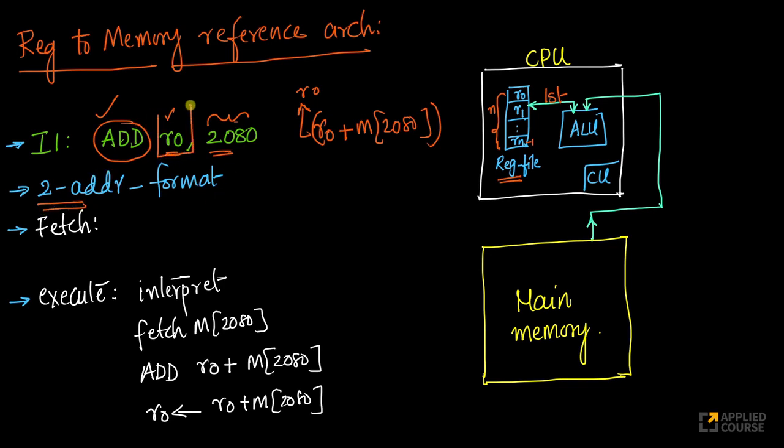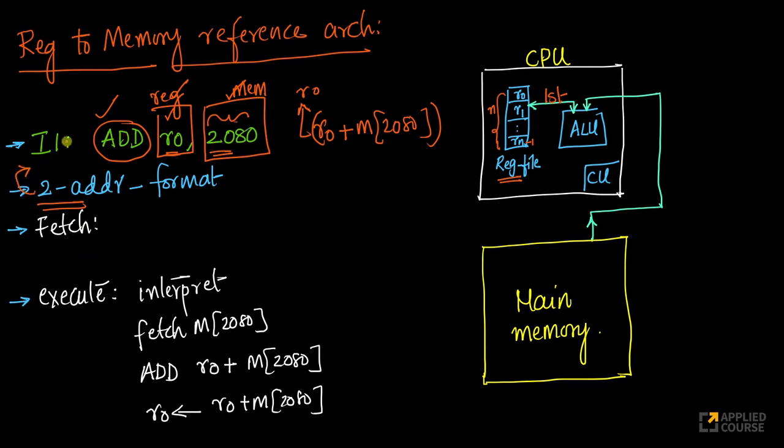Because I have two addresses. The first address is the address of a register. The second address is the address of a memory location. So in this case, I have addresses of both the operands, one obviously being a register address, and the second is your memory address. Right? That's how it works. Okay. So this is called the two address format.